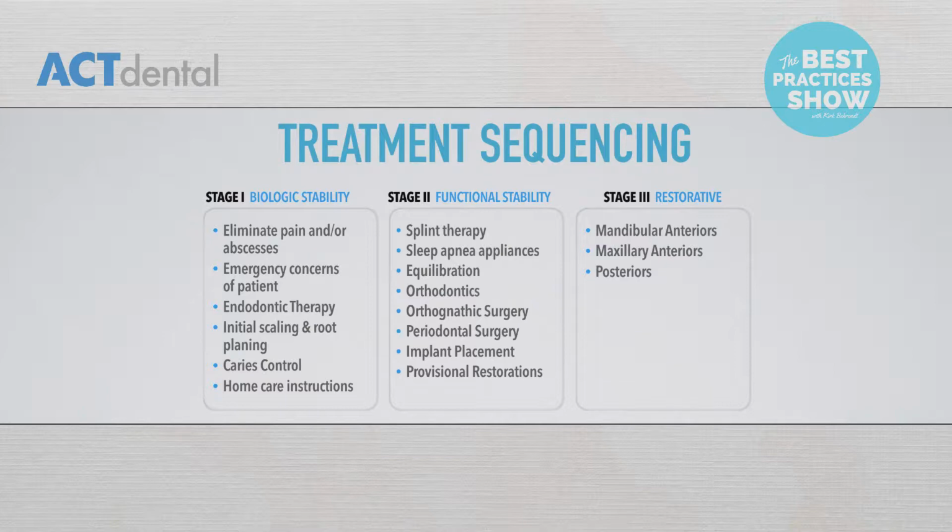So the first stage is what we're going to call biological stability. Let's get the mouth healthy, meaning if there's decay, endo, perio, let's get all that stuff taken care of. And we can do that actually before we go through the additional records that we talked about earlier, the model work, the photos, whatever. If there are bacteriological needs, let's get that cleaned up. We're not going to go to the definitive restorations yet.